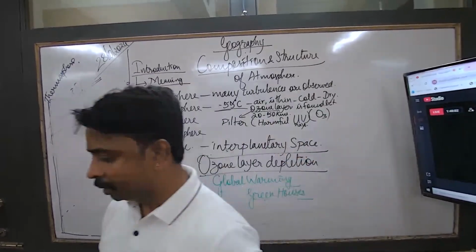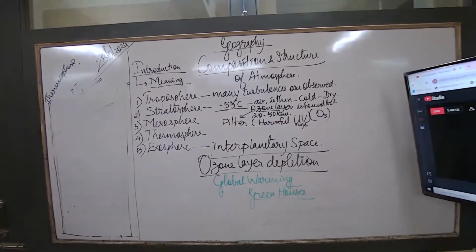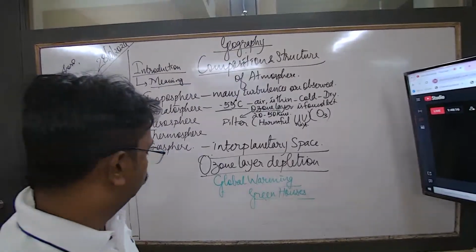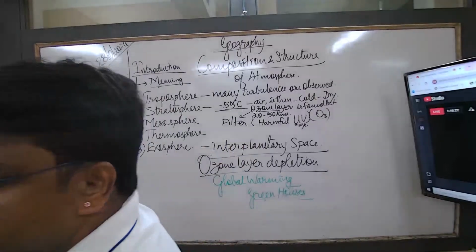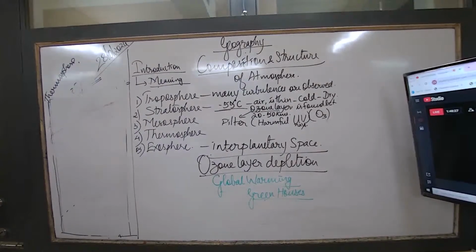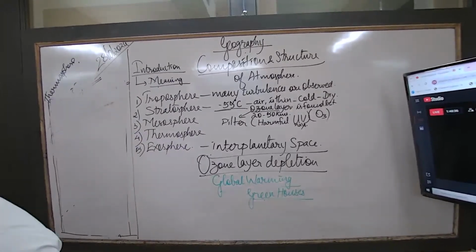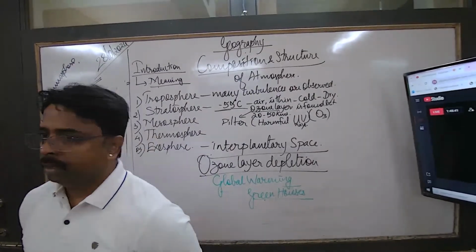Okay? So, then you write causes. Point number 1: rapid destruction of ozone layer. Second point: heavy influence of greenhouse effects in the atmosphere.